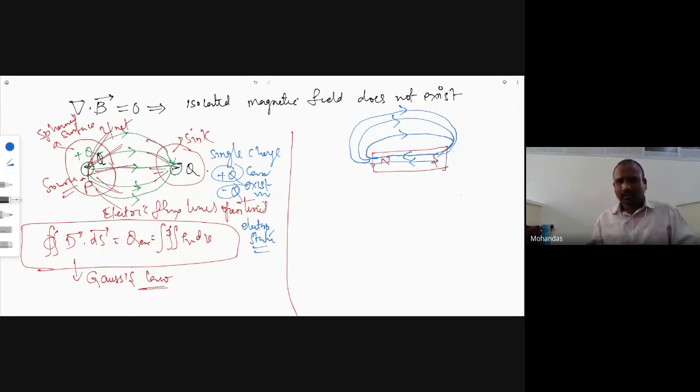See here, the magnetic flux lines are from north to south here, and internally inside the magnet, these are from south to north.